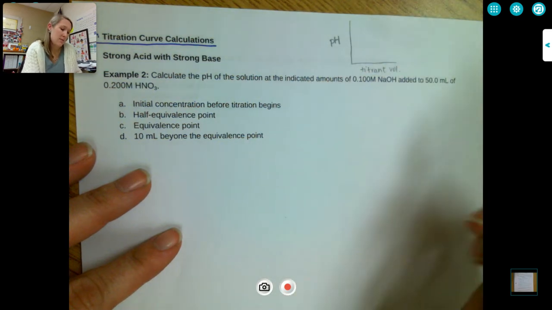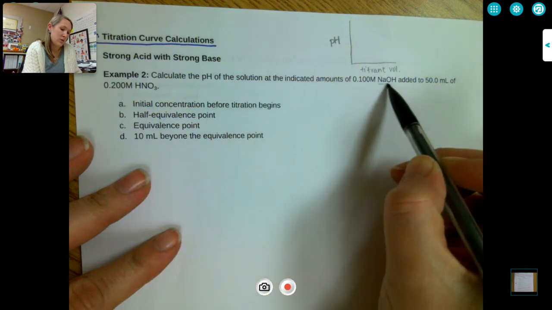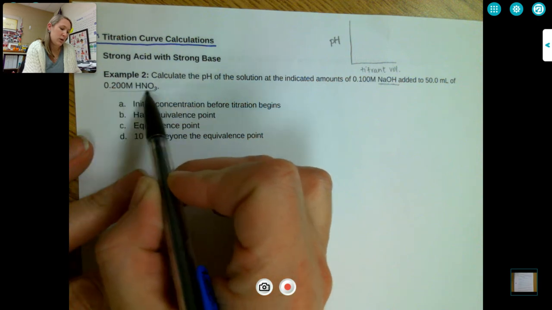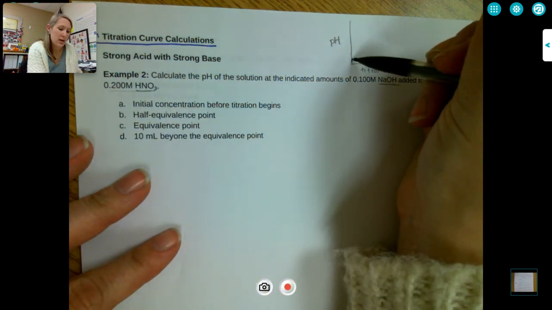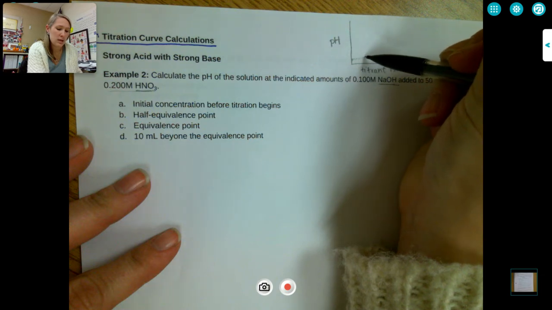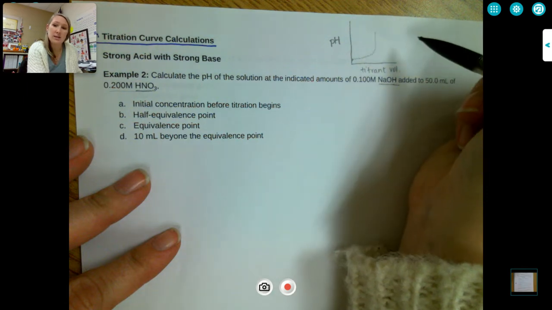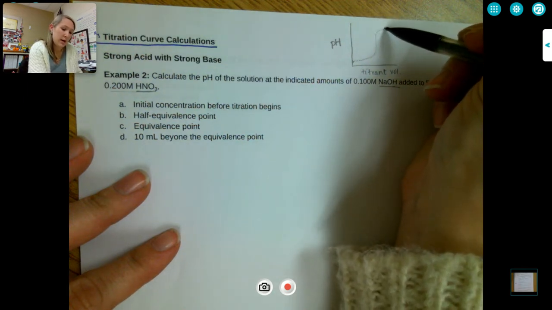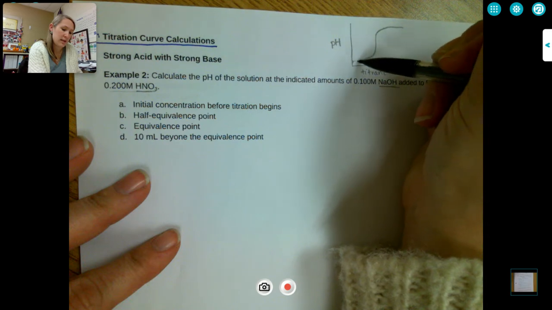In this case, we are putting in different amounts of sodium hydroxide added to 50 milliliters of 0.2 molar nitric acid. So we're starting at an acidic pH, and we're going to slowly increase it. Then we said that our pH spikes, and then we start to level off again. So it has this standard shape, especially for strong acids and strong bases.